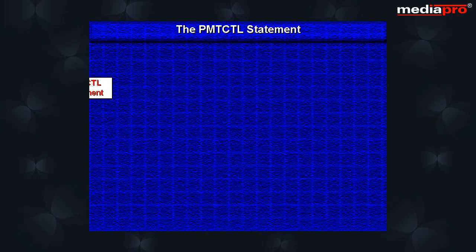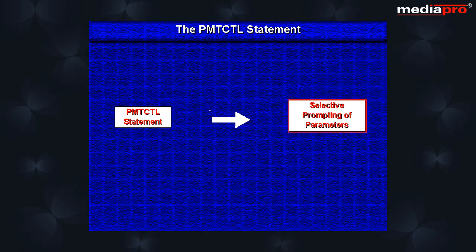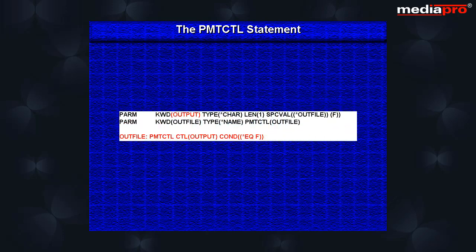The prompt control statement is used for prompt control and identifies the conditions under which the parameter will be displayed on the prompt screen. For example, here the out file and out member parameters will be prompted for only if the output parameter has a value of *out file.